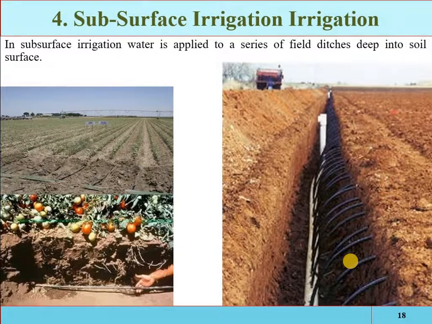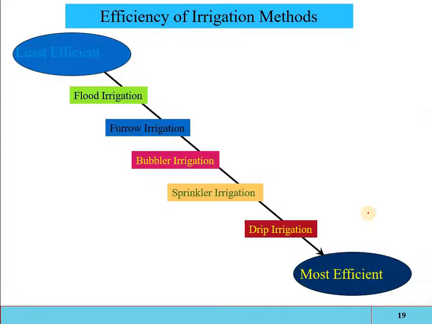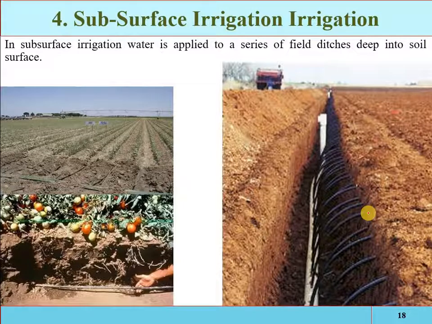Here you can see that in subsurface irrigation, water is applied to a series of farm ditches, meaning inside the soil; directly the water will be discharged in the root zone. But one of the main disadvantages of this system is that mechanization is impossible in that area. Okay, so this one was the drip irrigation system.